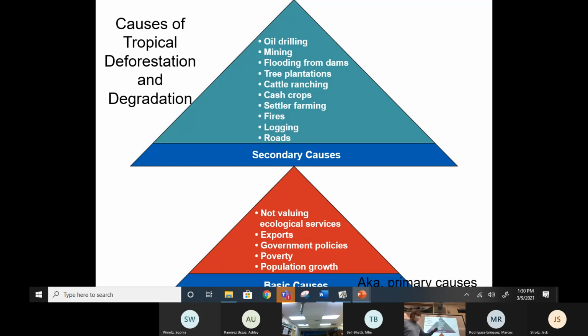Does that make sense? How these basic causes lead to the secondary causes, and those lead to the deforestation. Okay? So think about that. I like direct and indirect as opposed to basic and secondary causes myself.